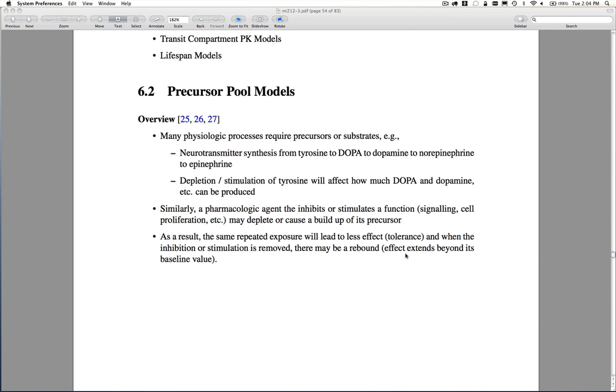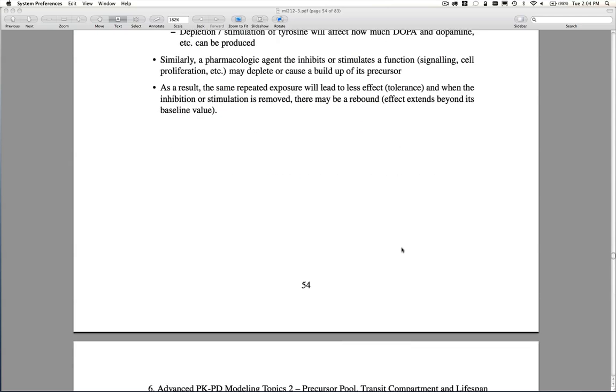So if you begin at a baseline value of 100, as soon as you remove that effect, let's say you're inhibiting something, and so you go from 100% down to, say, 20 or 30%, when you remove that inhibition, you would expect a rebound up above that original 100% marker.